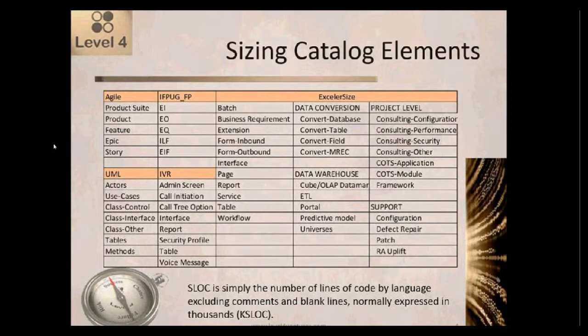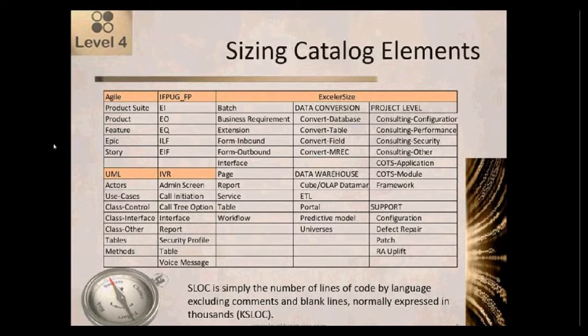With IFPUG, the primary things that you're looking at are external inputs, external outputs, external queries, internal logical files, and external interface files. So in IFPUG, they call those the EIs, EOs, EQs, ILFs, and EIFs. And then the SNAP extensions are just a set of additional variables, and the feature point extension is just to add algorithms.